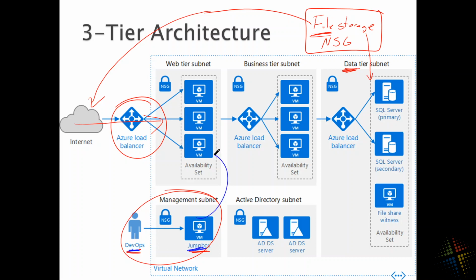From there, he can log in to all of these tiers in order to configure those. That way my Active Directory subnet never sees the internet. However, my DevOps person can still log in and manage it as necessary.